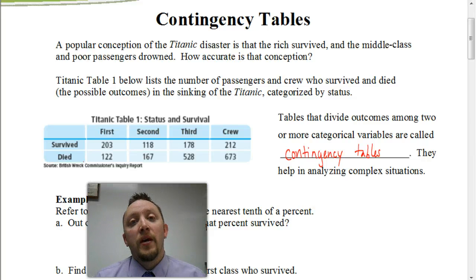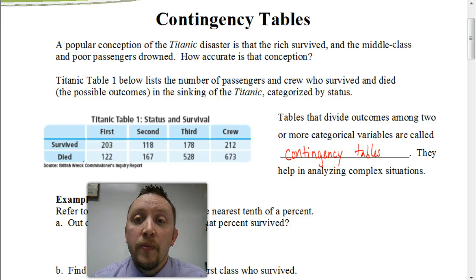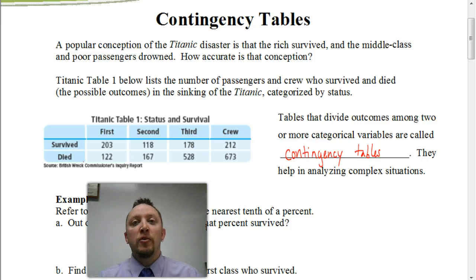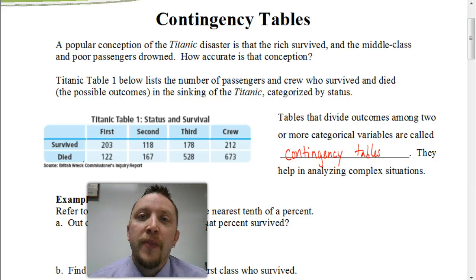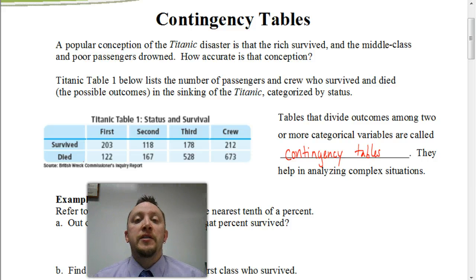Well, welcome. In this video, we're going to be looking at contingency tables. What is a contingency table, you might ask? Great question. Basically, a contingency table is when we have tables of information that break information down into smaller pieces so we can use it to make statements and assumptions about the data.